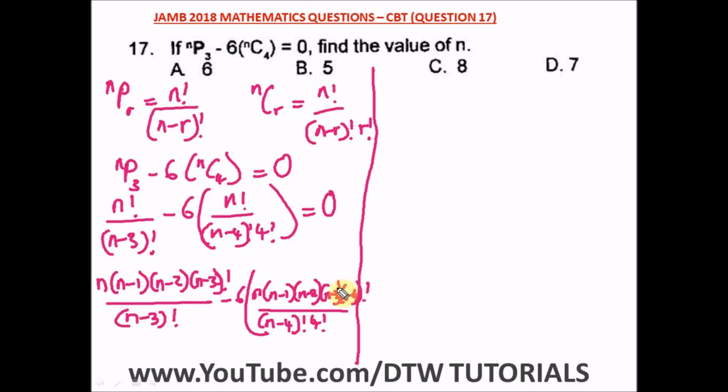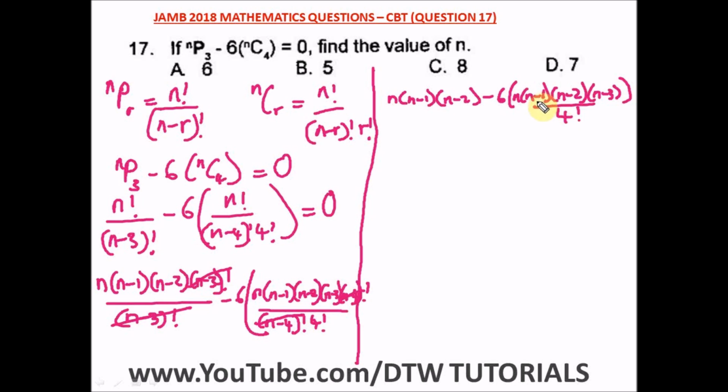All right, so from here, what do we have? We can cancel out n minus 3 factorial here, and n minus 4 factorial will cancel out here. Okay, so what are we left with? We are left with n bracket n minus 1 bracket n minus 2, minus 6 bracket n bracket n minus 1 bracket n minus 2 and bracket n minus 3. Okay, so this is divided by 4 factorial. So this is what we are left with.